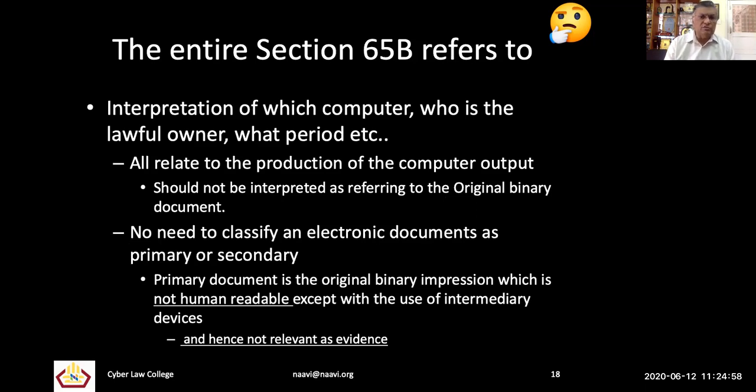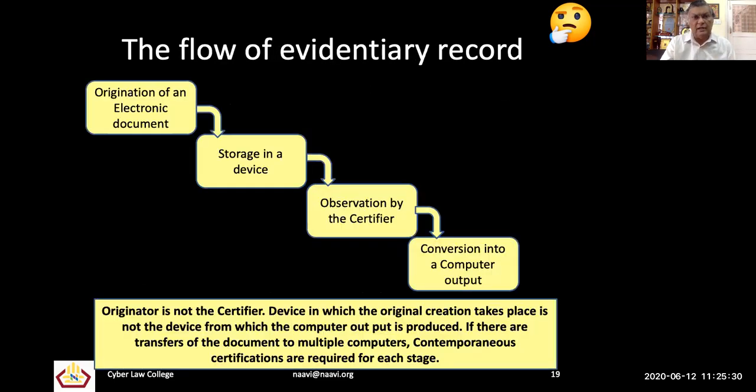Because of this, there is no need for us to classify electronic documents as primary or secondary, because the primary document is always the original binary impression, which is not human readable. It is readable only with the use of intermediary devices, and hence this original not humanly readable binary expression cannot be considered as relevant in the context of an evidence.